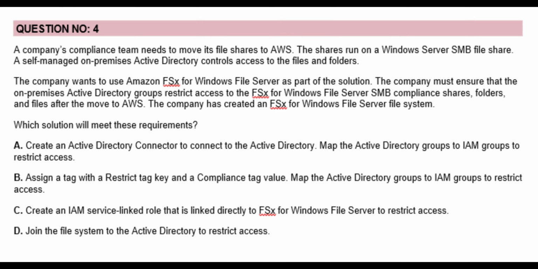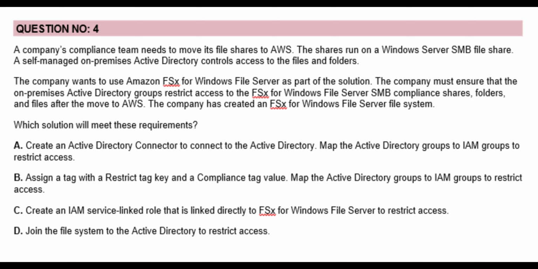Question No. 4. A company's compliance team needs to move its file shares to AWS. The shares run on a Windows Server SMB file share. A self-managed on-premises Active Directory controls access to the files and folders. The company wants to use Amazon FSx for Windows File Server as part of the solution. The company must ensure that the on-premises Active Directory groups restrict access to the FSx for Windows File Server SMB compliance shares, folders, and files after the move to AWS. The company has created an FSx for Windows File Server file system. Which solution will meet these requirements?